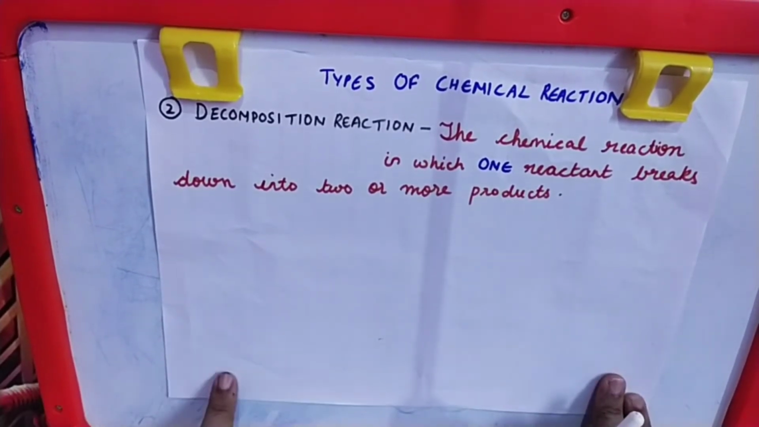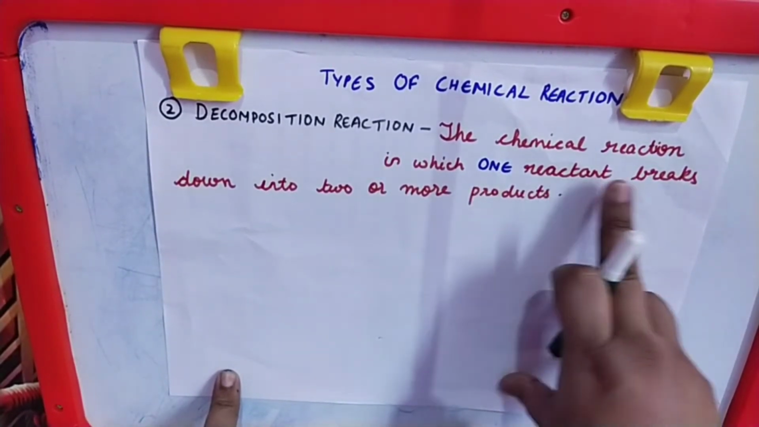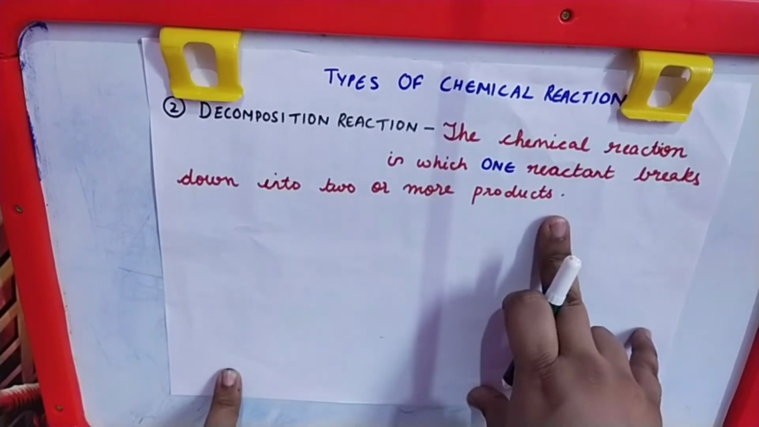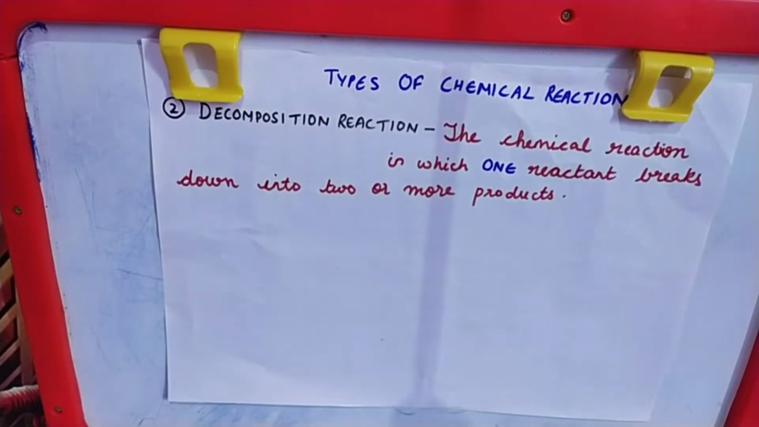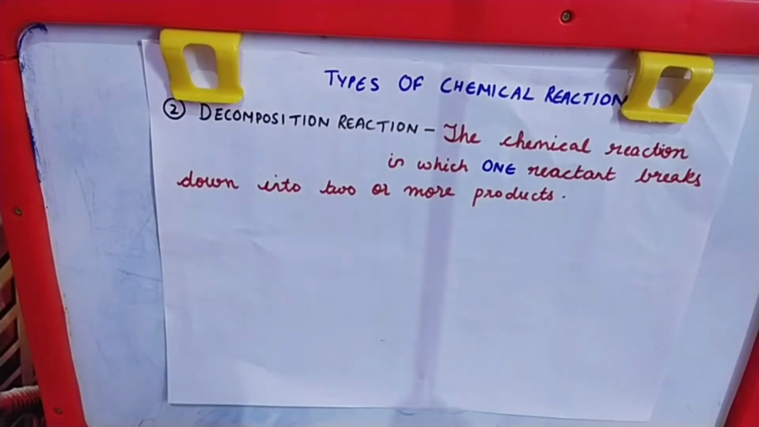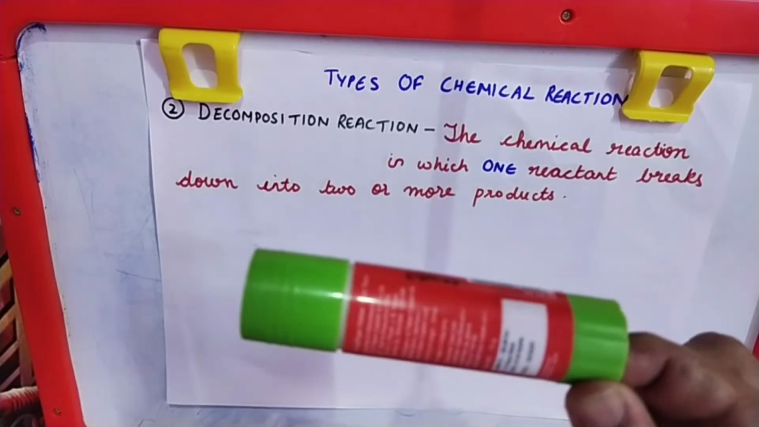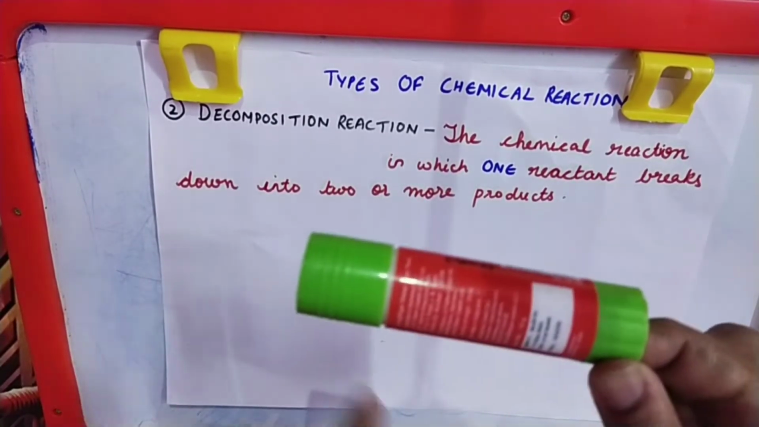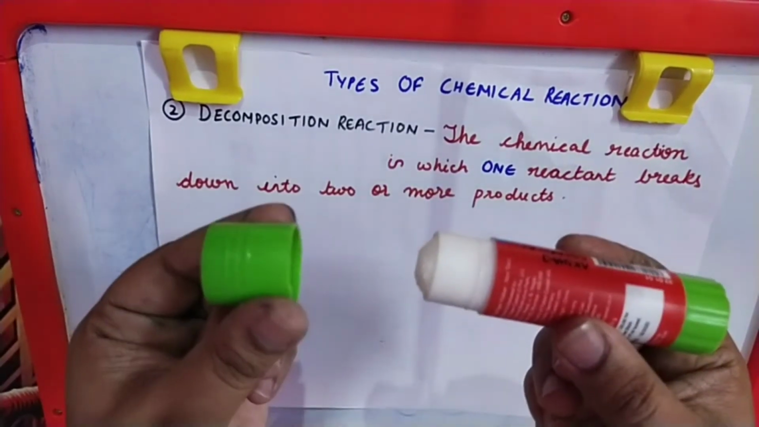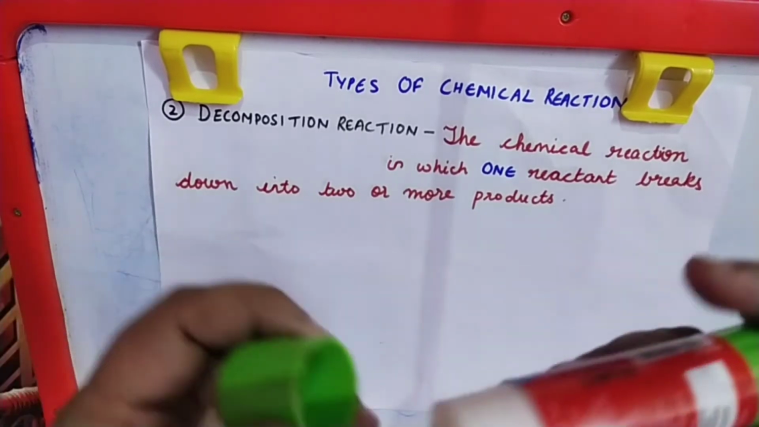The chemical reaction in which one reactant breaks down into two or more products. So, for an example, this is a Fevistick. Let us assume it as a reactant. It undergoes a chemical reaction and it breaks down into two products. So this is decomposition reaction.